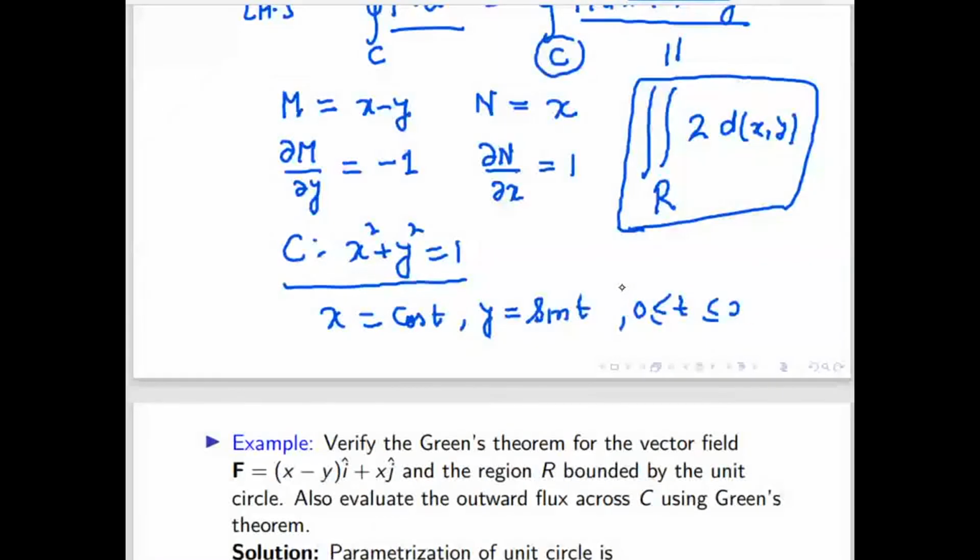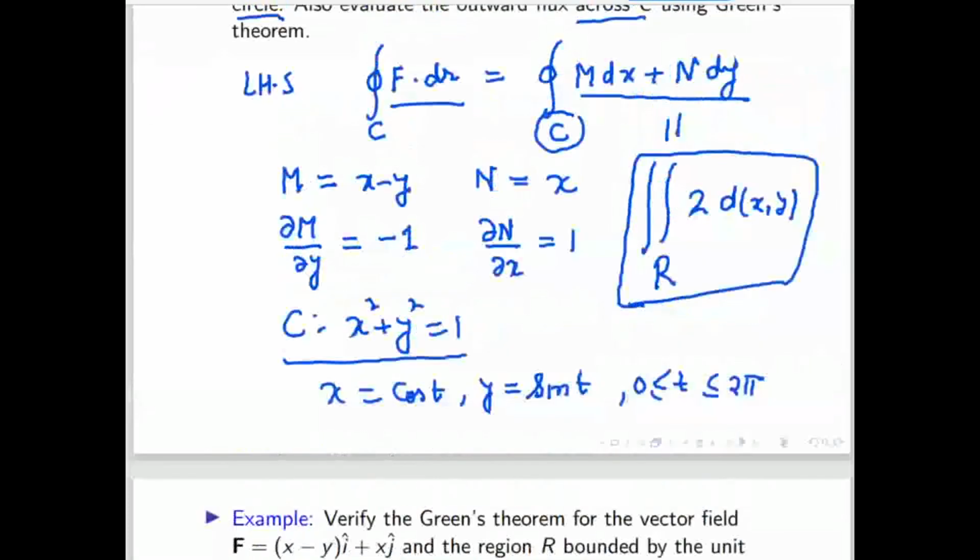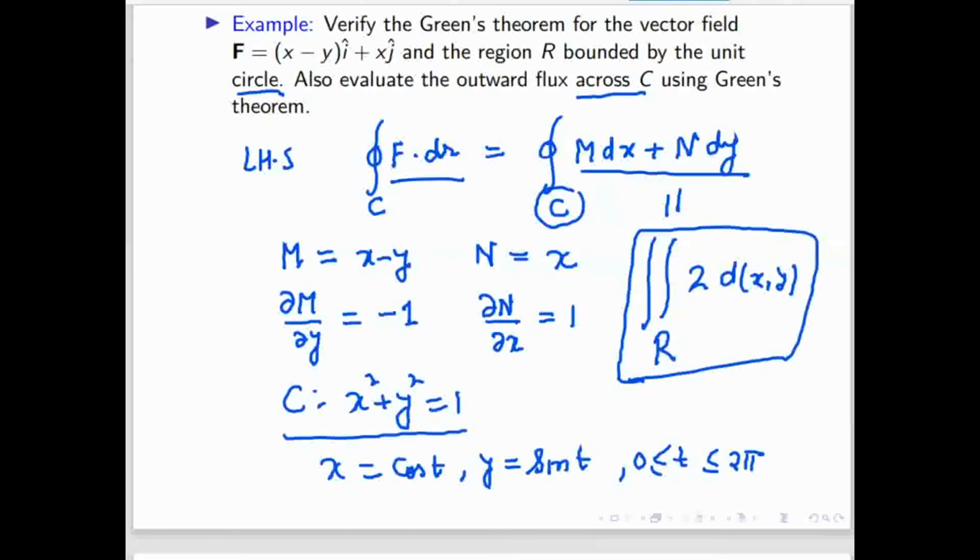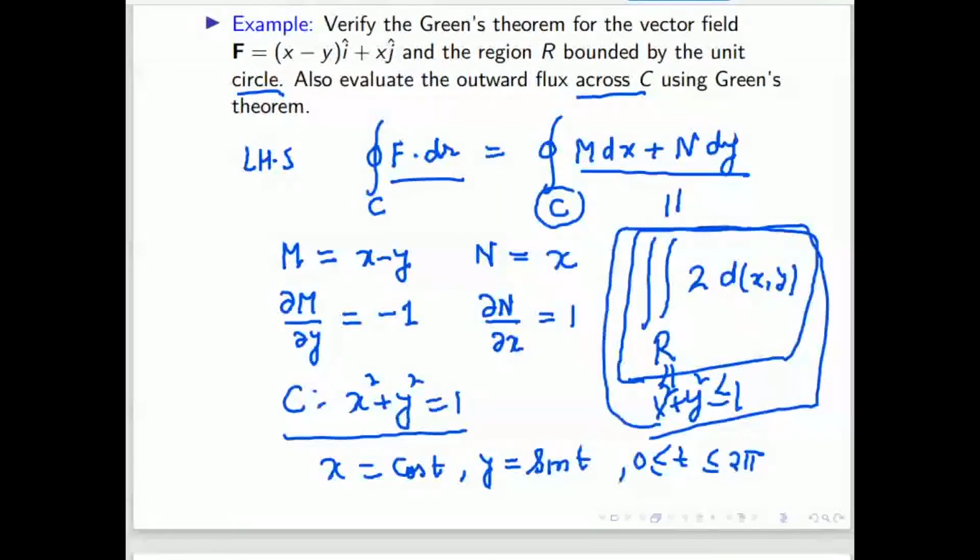It is a closed curve or not? This circle, yes. And the region bounded by this circle will be R. R means that inside the circle. That means the disk x square plus y square is less than or equal to 1. So in this region we have to calculate this double integral, and then we have to calculate the line integral. If both are same, then our claim will be that Green's theorem is satisfied.